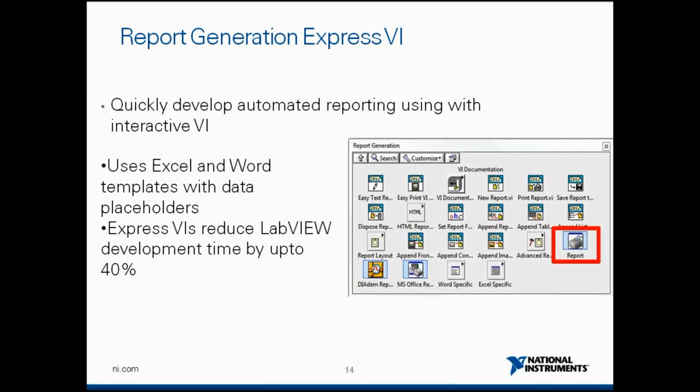Let's move on to the Report Generation Express VI that we have for you. The Report Generation Express VI is really what allows you to quickly develop an automated report using an interactive VI that we have. You can create a report both in Word and Excel data formats, and using such an easy Express VI option, it reduces development time up to 40%, which really allows you to create more and more projects faster, and reduces the time to market of your product and considerably increases your efficiency.